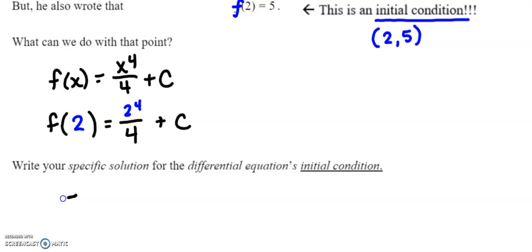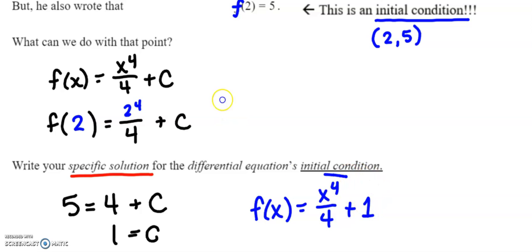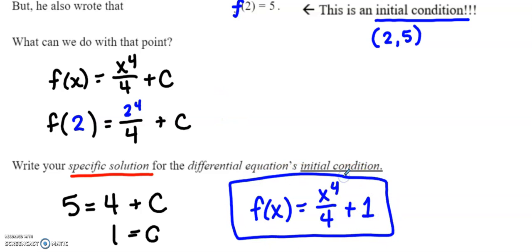So I can say that 5 is equal to 4 plus c, which means that c itself is equal to 1. So our specific solution is going to be that f of x is equal to x to the fourth over 4 plus our c value, which is 1. And you can test that by finding f of 2, which should come out as 5. Well, 2 to the fourth over 4 is 4, plus 1 is 5.